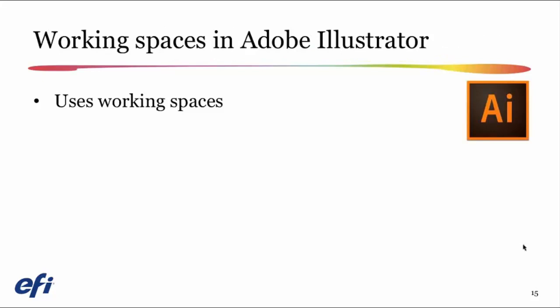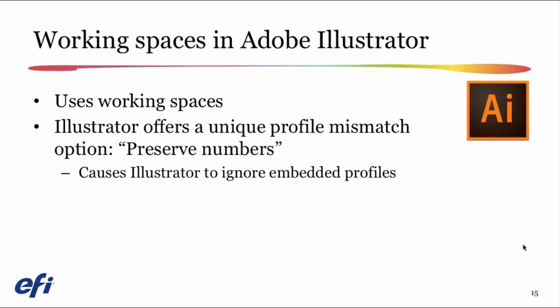When we look to Adobe Illustrator, Illustrator also uses working spaces. Illustrator offers a unique choice when we have a profile mismatch with CMYK. So in Photoshop, if I'm working in SWOP CMYK and I open a file that's perhaps in ISO Coated CMYK, I'll get a mismatch warning and Photoshop will say, do you want to convert this into SWOP or do you want to leave it in ISO space? Illustrator gives me another choice.